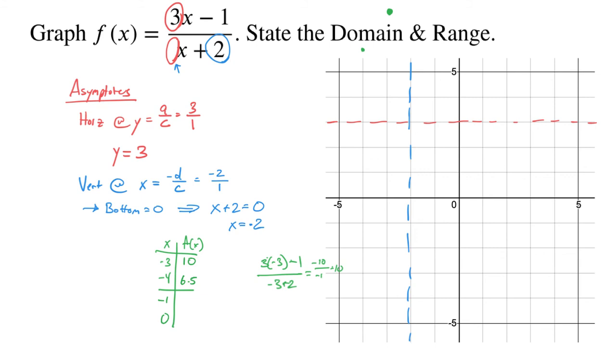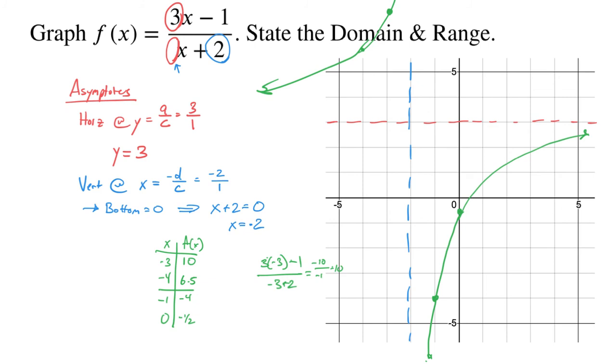If I plug in negative 1, I end up with negative 4. And if I plug in 0, I get negative 1/2. I'll plot those points now. Negative 1, negative 4 is all the way down here, and 0, negative 1/2 is here. So I can get a really good idea of what the graph would look like. I'll go ahead and draw it in something like this, towards the asymptotes.